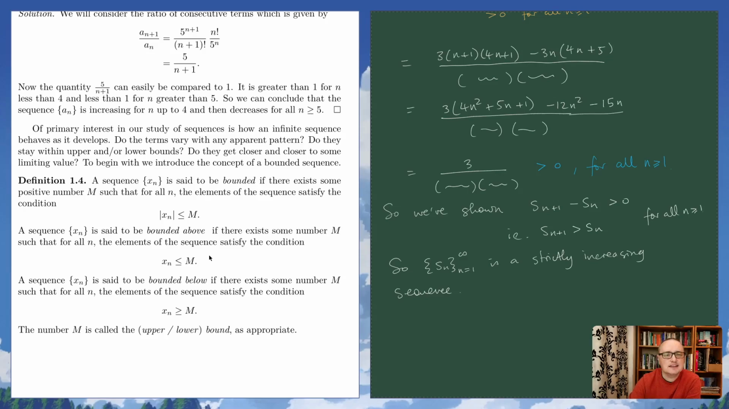In the next video we'll go on to look at the concept of convergence, and in the tutorial sheet you'll find some more examples of sequences where you can practice proving the monotonic nature of the sequences. Okay, so I'll see you in the next video.